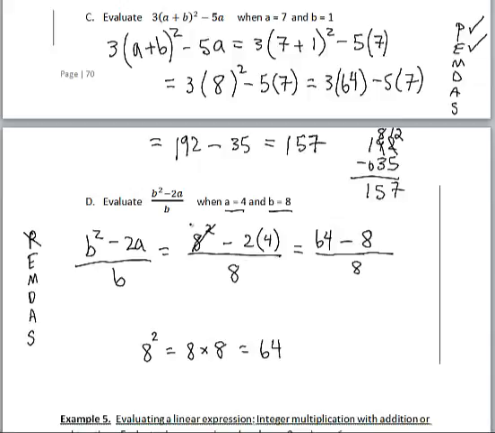Okay, this part and then this other part again are separated by subtraction, so I can calculate both without affecting the other. And so now all I have left to do on top is subtract. 64 minus 8 would be a 56.